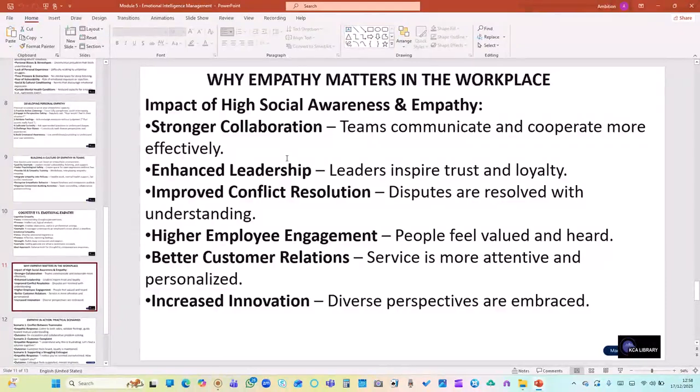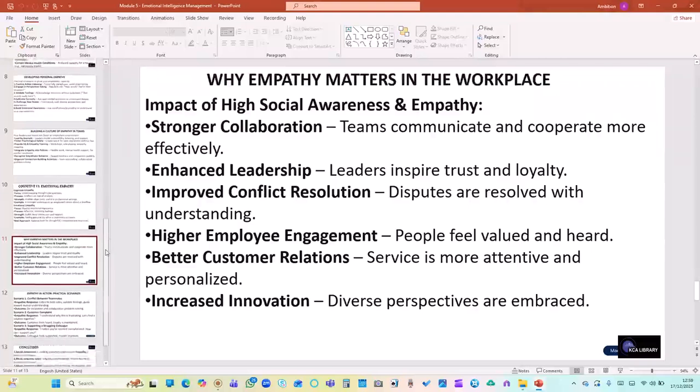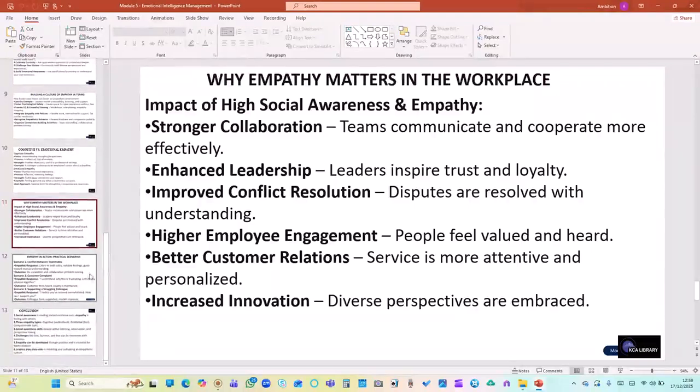Number four, empathy in the workplace helps produce higher employee engagement. People feel valued and heard. It also results in better customer relations. Service is more attentive and personalized. Number five, the last, it increases innovation. Diverse perspectives are enhanced. So these are the benefits of empathy in the workplace.